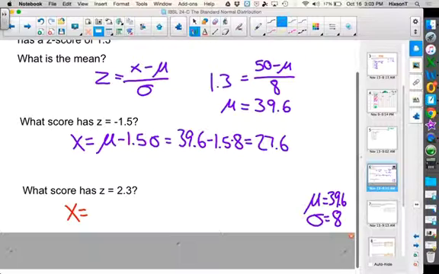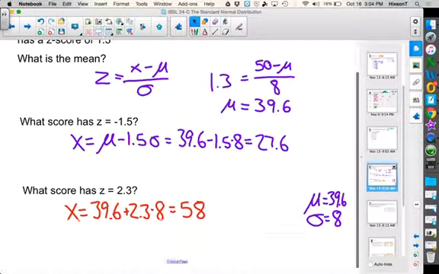Okay, so good. We have our mean 39.6 plus 2.3 times 8. Okay. 2.3 times 8 would be 18.4. Is that right? 18.4. So 39.6 plus 18.4 is 58. Okay? All right.